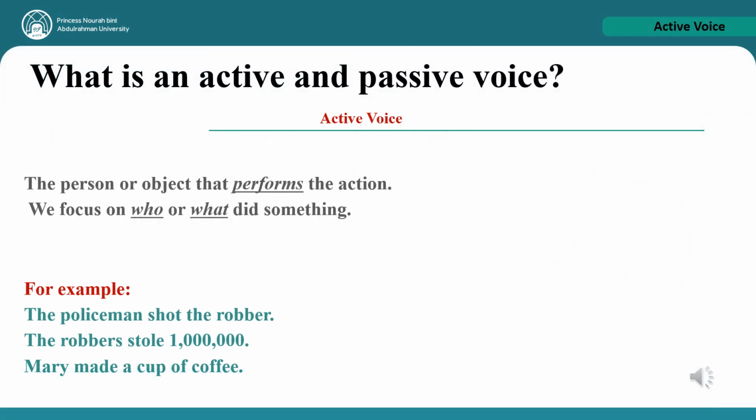And now, let's know what is the difference between an active and a passive voice. We will start by understanding what the active voice is. In the active voice, the person or object that performs the action is the focus of the sentence. The focus is on who or what did something. For example, the policeman shot the robber. Here, the policeman is the one who performed the action of shooting.